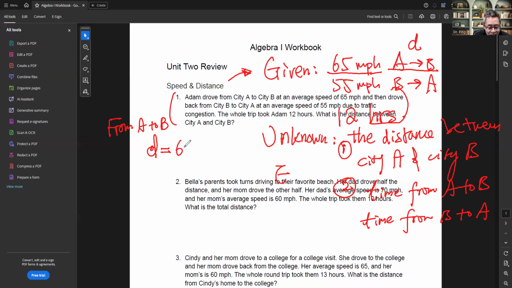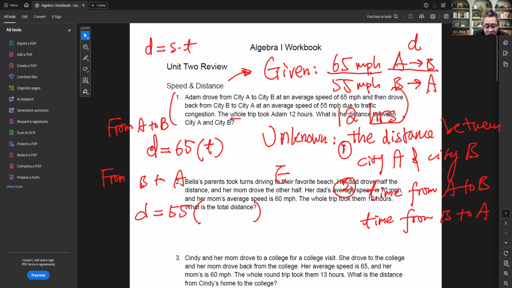is the speed times time. Speed is 65, so that's the equation we're going to use. Distance is speed times time. So the distance, 65 miles per hour, the time, we don't know, it's t. And then from B to A, same distance, and the speed now is 55, and the time, since the whole trip took 12 hours, if from A to B is t, then from B to A will be 12 minus t.